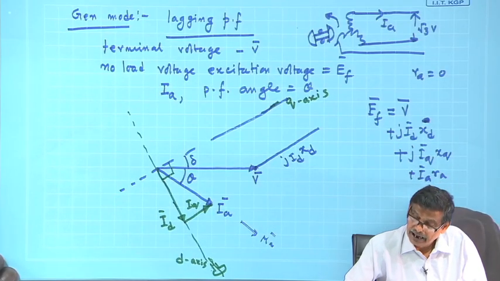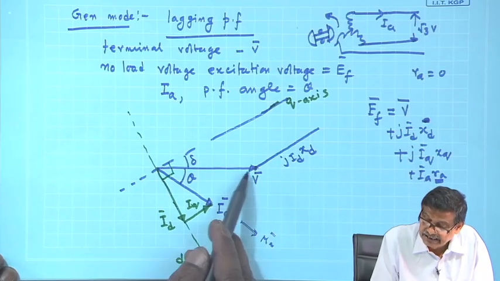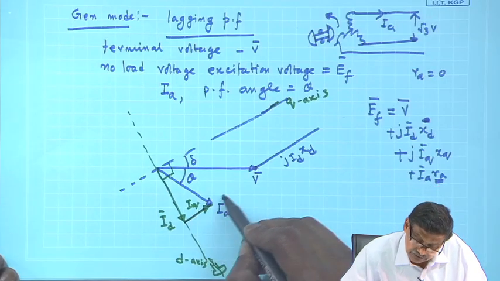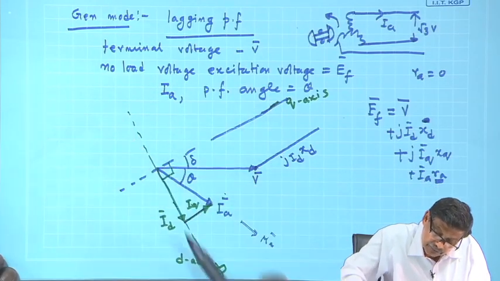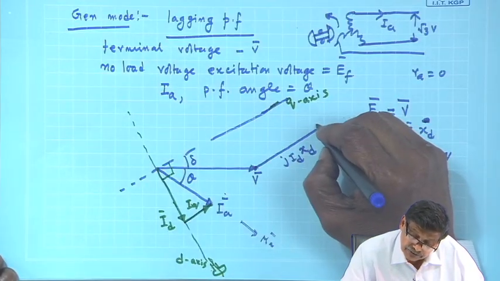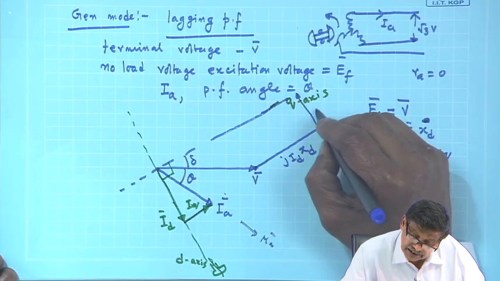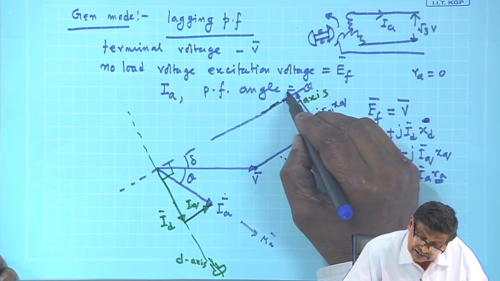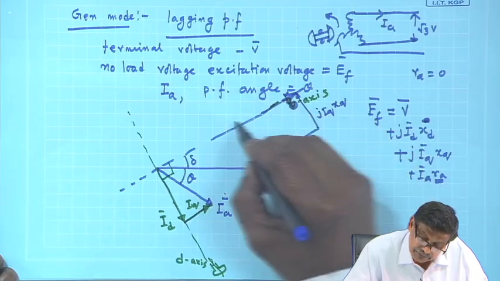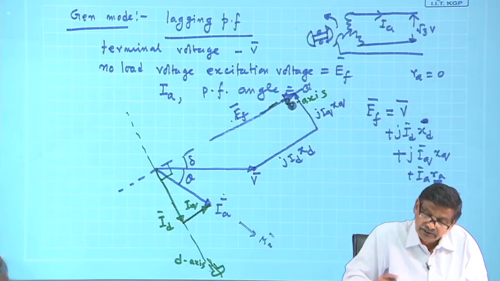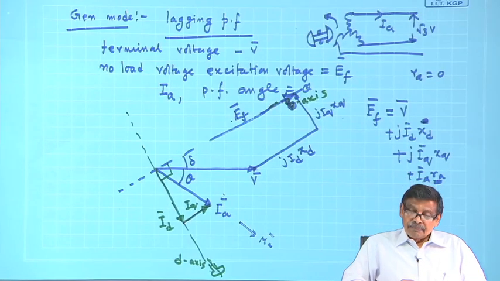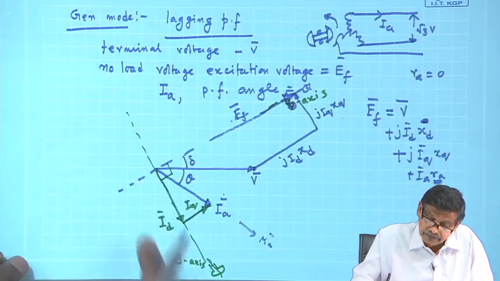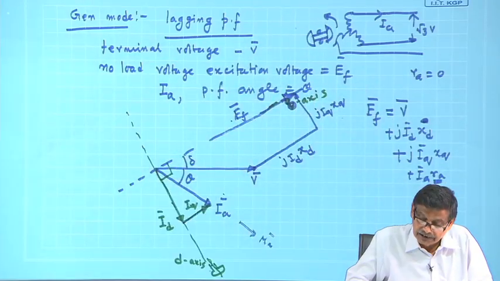I will take into account, I have assumed R A to be 0. So, only j I d x d, and then I have to add j I q x q. I q is along this, so j I q x q will be like this. So, you add this to j I q x q, and then this will be your E f. That is what you have to do. So, V plus j I d x d plus j I q x q will give you the excitation voltage.